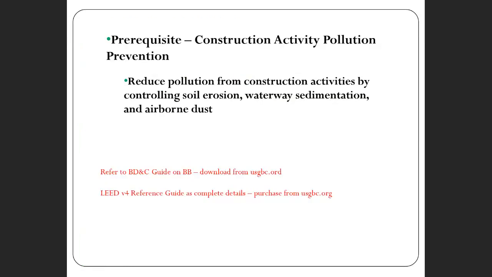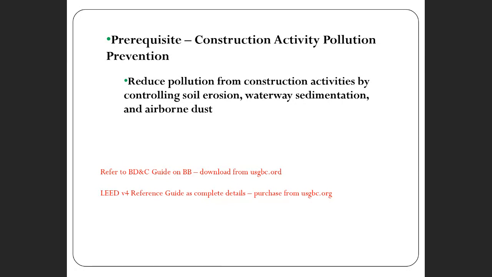What does that mean? Right? That means things like reduce pollution from construction activities by controlling soil erosion, waterway sedimentation, and airborne dust, right? We want to make sure that the soil on our construction site that we're going to be disturbing by our excavation, by our activities, stays on the site and doesn't blow away, doesn't wash into the storm sewers or the waterways, doesn't blow dust around to our neighbors.